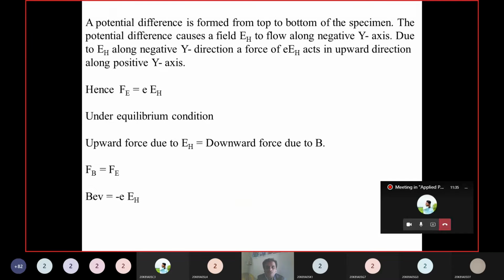So that electric field will be EH. We will call it the Hall electric field. Its direction is the negative y direction, along the y axis.